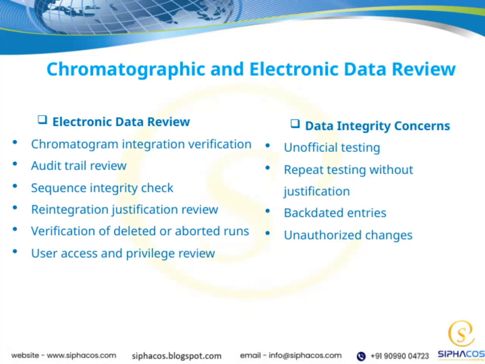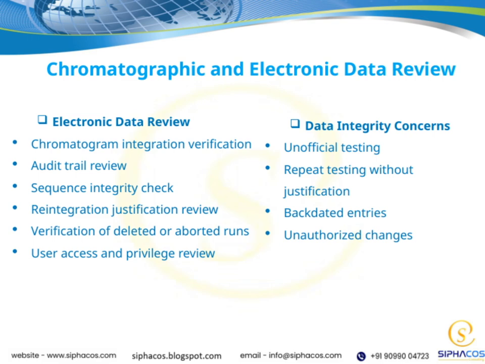Let's talk about some key data integrity concerns that can arise in our processes. First, unofficial testing is a major red flag. It can compromise the reliability of our data if not properly documented. Repeat testing without a clear justification also raises questions, as it may suggest attempts to manipulate results or cover errors. Backdated entries are another serious issue. They can distort the timeline of data and undermine traceability. Unauthorized changes to data or records are equally problematic, as they threaten the integrity and trustworthiness of our data set.